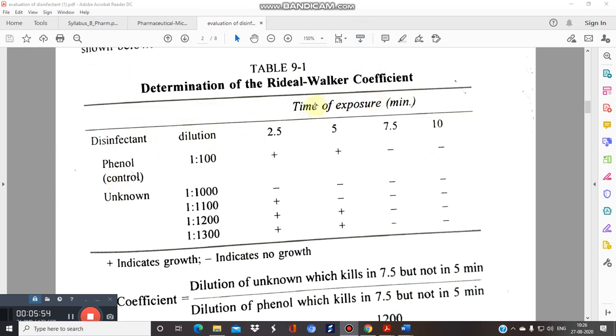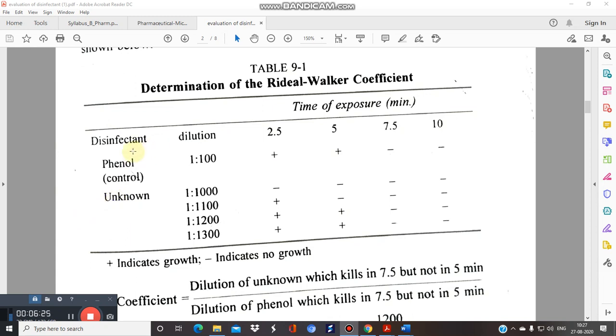First of all, see, this is your time of exposure in minutes: 2.5 minutes, 5 minutes, 7.5 and 10 minutes. Okay, this positive sign means growth, that the bacteria is present. Yes, it will give growth, whereas the negative sign indicates no growth. And here you can use phenol as a control. You will use phenol as a standard, as a control, and this is a disinfectant that is unknown that you have prepared, suppose, in your laboratory.